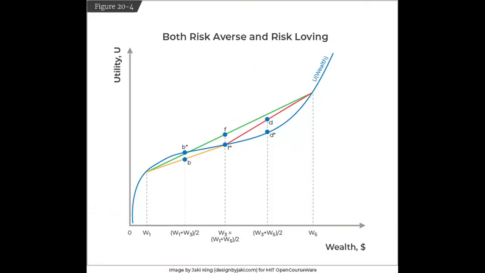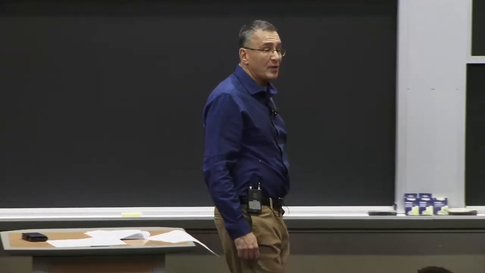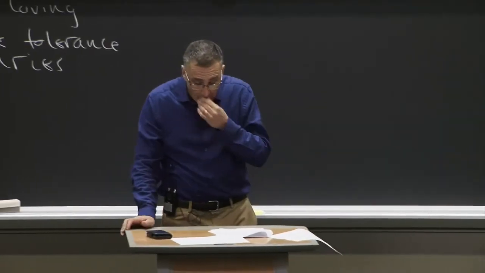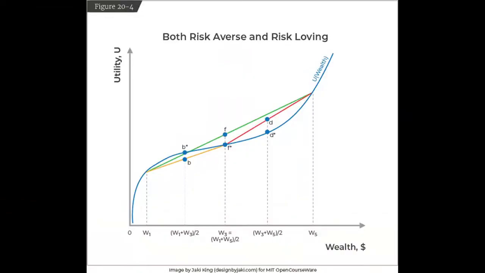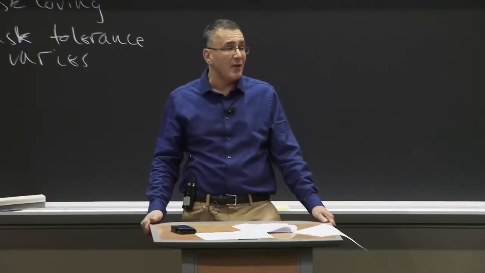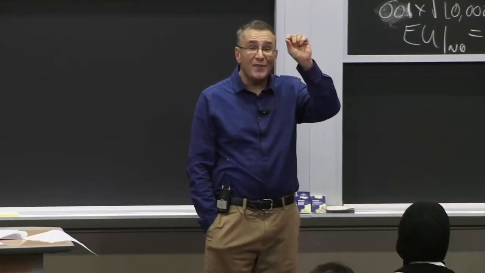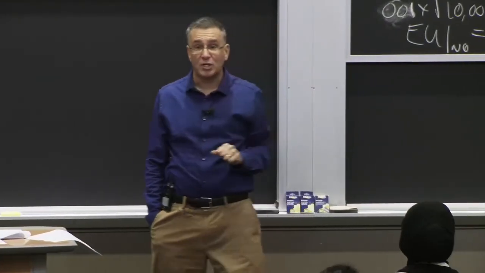But now, let's say once you get above W3, once you're rich enough, you're risk-loving. So let's say people are risk-averse at first, but then get risk-loving. If you started at (W3 plus W5) over 2, and I offer you a gamble between W3 and W5, then you're risk-loving in that range, and you take it. So once you get rich enough, you start to get risk-loving. I talked about before getting more and more risk-neutral as you get richer. What if it goes the other way? What if you actually get risk-loving when you get richer?